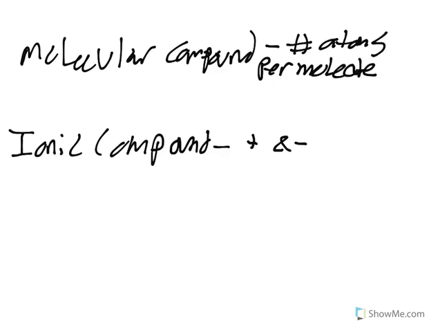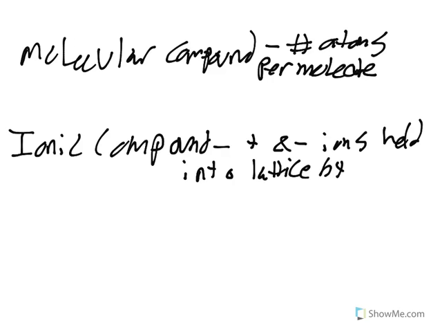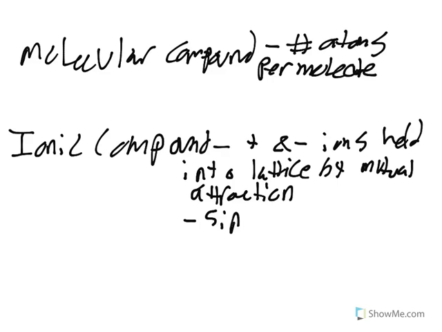positive and negative ions held into a lattice configuration by mutual attraction. The ionic compound is the simplest ratio of ions.